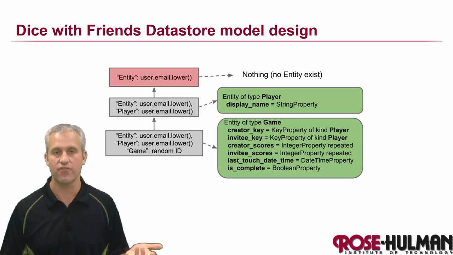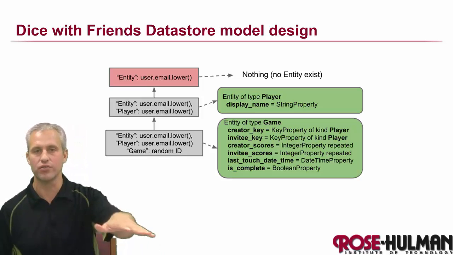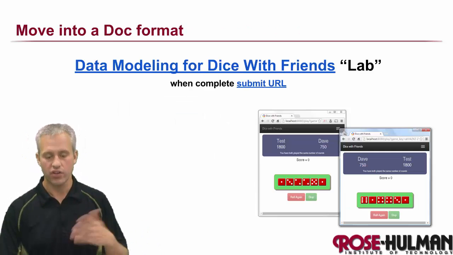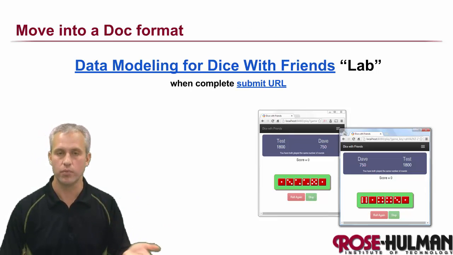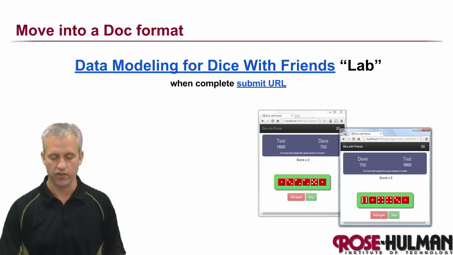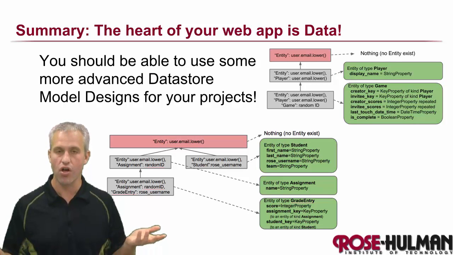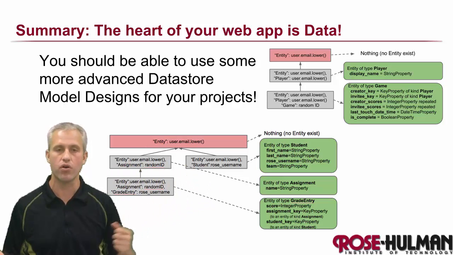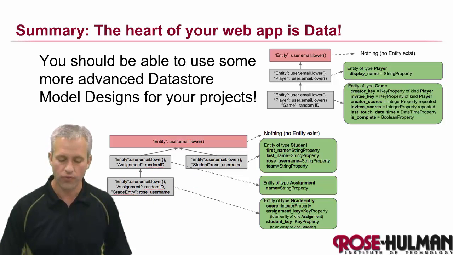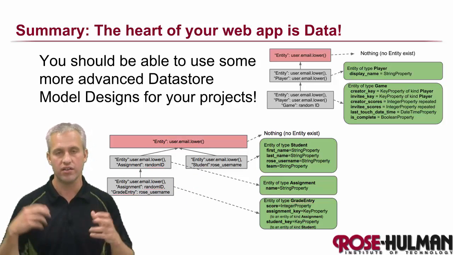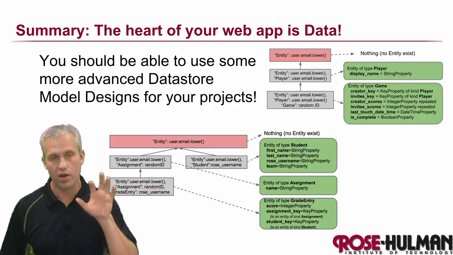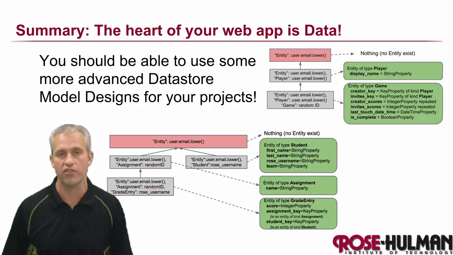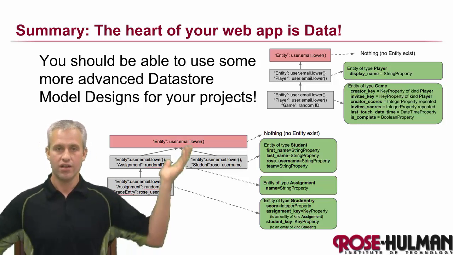All right, so that's it for the Dice with Friends. We kind of walked you through to the end of the lab there. What we ask you to do is submit the URL, assuming you're taking this for a grade, so that we know you finished the lab. If you followed along through all of Grade Recorder and through all of Dice with Friends, hopefully you've learned a ton about designing data store models, and these are going to be great skills for projects and things that you do on your own. That's it.